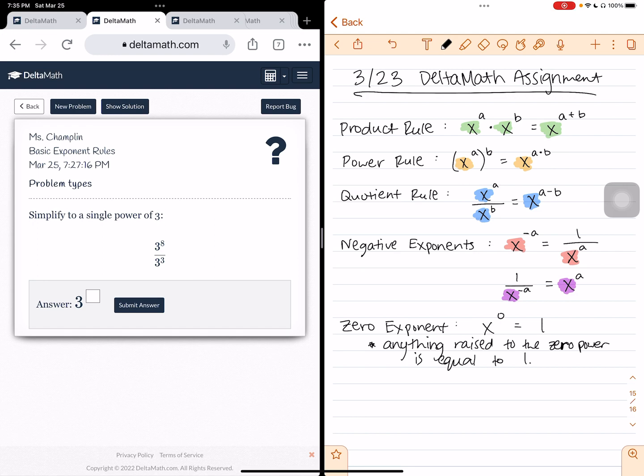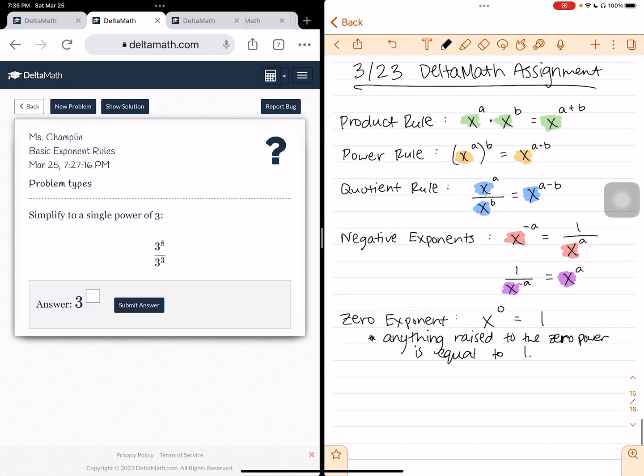So our first problem is simplify to a single power of 3, where we have 3 to the 8th power over 3 to the 3rd power. Now I'm going to show you the expanded version as well, okay? But first, using the quotient rule, because that's what this looks like here, we have division, and we have the same base, 3 and 3, right? So we can take that base 3 and subtract the top exponent minus the bottom exponent, okay? So we'd get 3 to the 5th power.